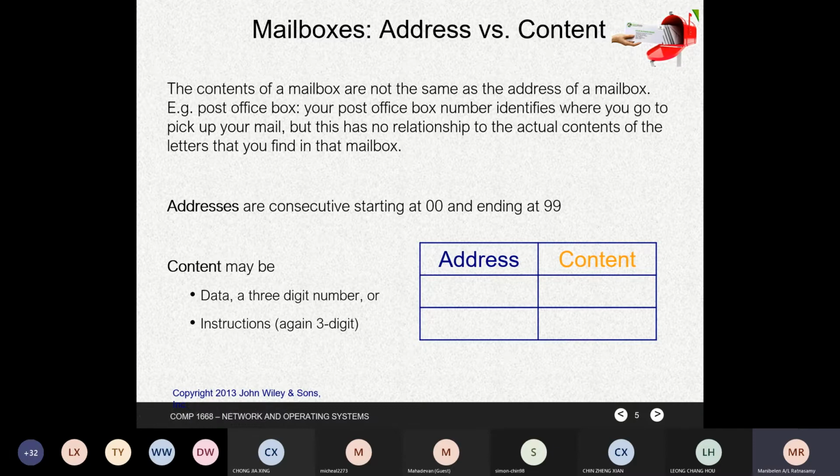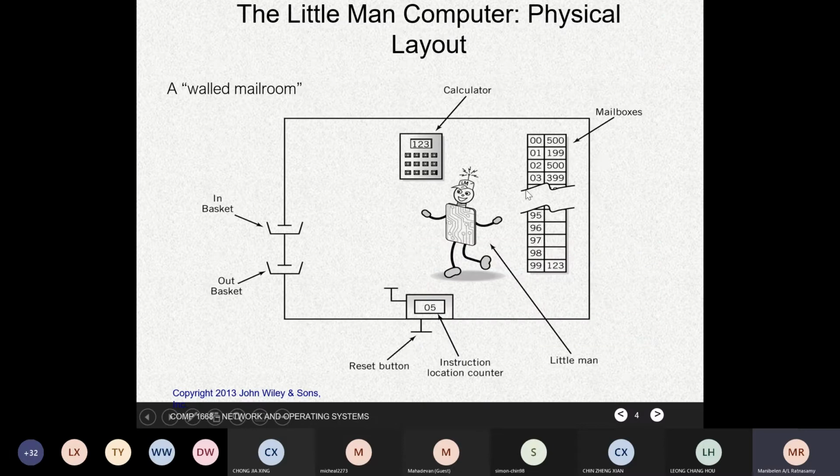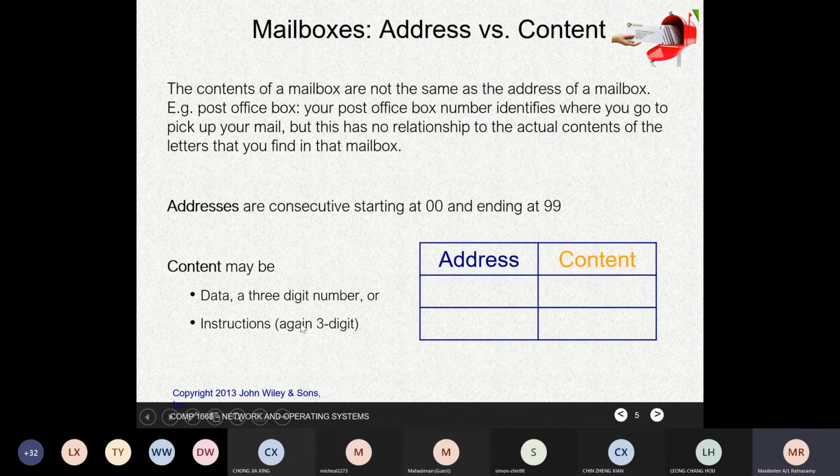It could be data, where we're going to use a 3-digit number, as you can see here. Or it also can have some instruction. It can be data, it can be instruction. Again, for the instruction, we're going to use 3 digits to standardize it, to simplify it. So please set in your mind that the address is fixed. We cannot change the address.